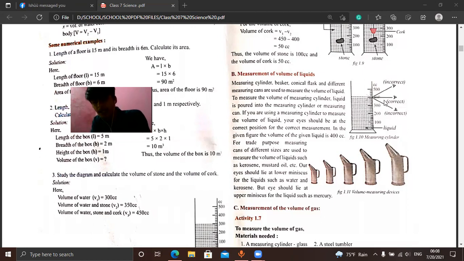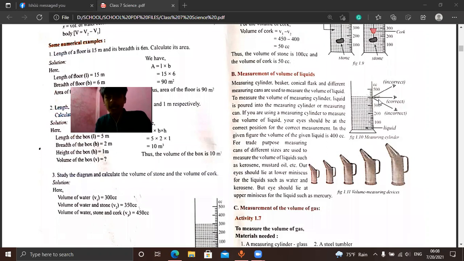Just for example, in figure 1.10, what is the reading? What is the volume of that water present in the cylinder? How much is it? 400. Okay, it is 400 cc, and it has given something like incorrect, and it has made 3 eyes.